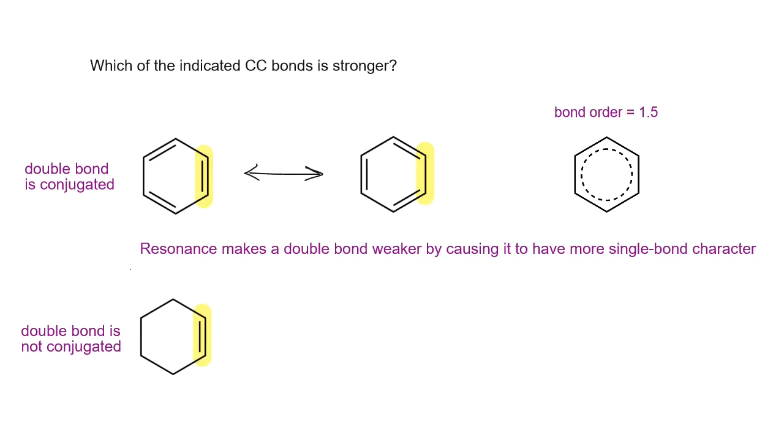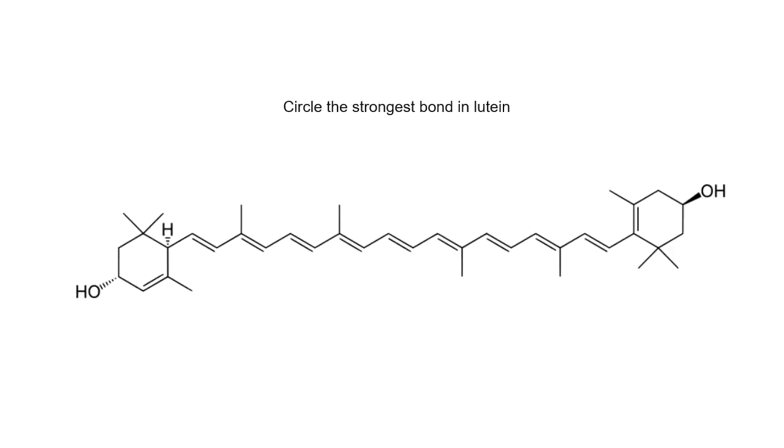Now if we look at the isolated double bond in cyclohexene, the bond order is 2. And we know that a larger bond order means a stronger bond. So the strongest carbon-carbon bond belongs to the cyclohexene. So the takeaway here is that resonance makes a double bond weaker. So let's look at another problem.